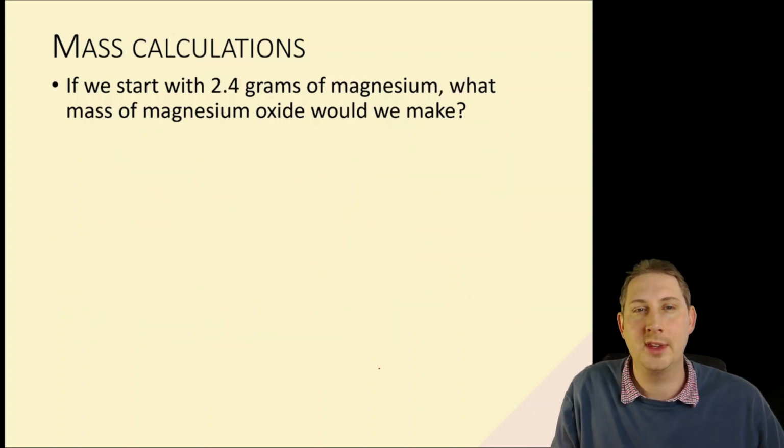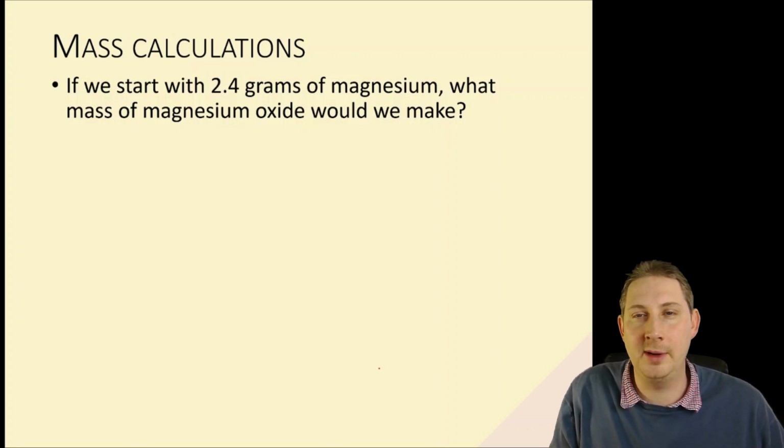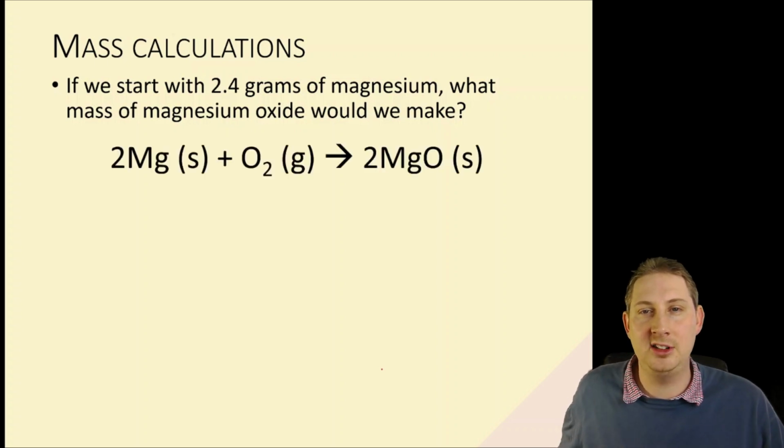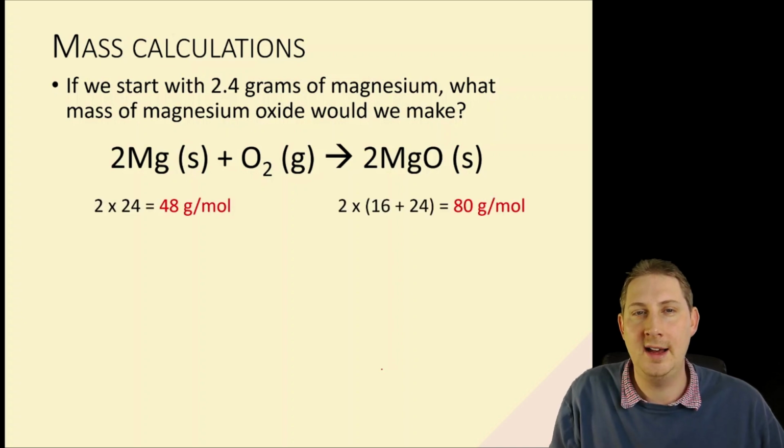Your turn. If we start with 2.4 grams of magnesium, what mass of magnesium oxide would we make? Have a think. Check you can work this out.